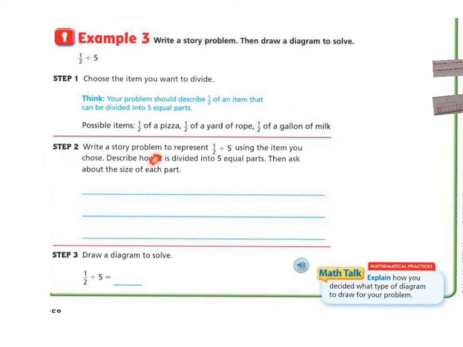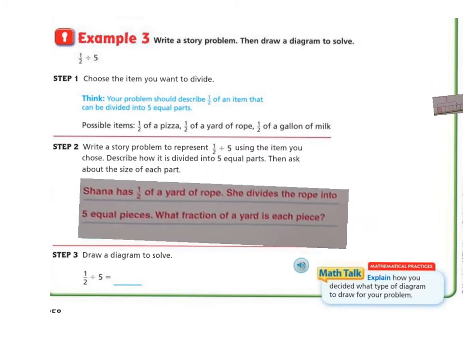So step 2, let's write a story problem to represent 1/2 divided by 5 using the items that you chose up here. Describe how it's divided into 5 equal parts and then ask about the size of each part. So here's a story right here. Shauna has 1/2 of a yard of rope. She divides the rope into 5 equal pieces. What fraction of a yard is each piece?